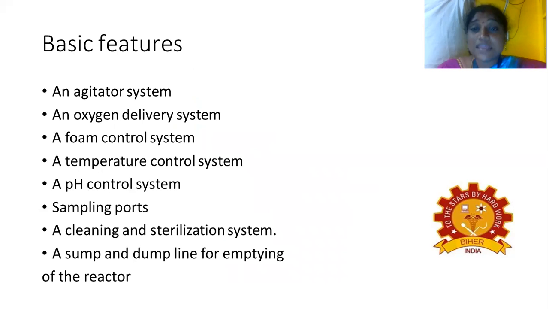Some of the basic features in the reactors are: an agitator system, an oxygen delivery system, a foam control system, a temperature control system, a pH control system, sampling ports, a cleaning and sterilization system, and a sump and dump line for emptying the reactor. All these are the basic features of a fermenter.